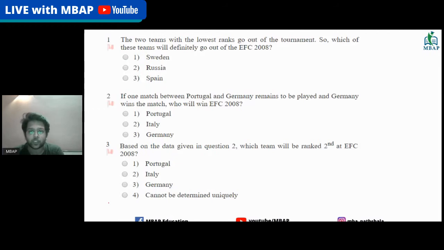Based on the data given in question number 2, which team will be ranked second in the EFC 2008? Based on the data of question number 2, between Portugal and Germany, Germany wins the match. Portugal has exhausted all the total number of 22 matches. For Germany, 1 more match is left. For Italy, 2 more matches are left.